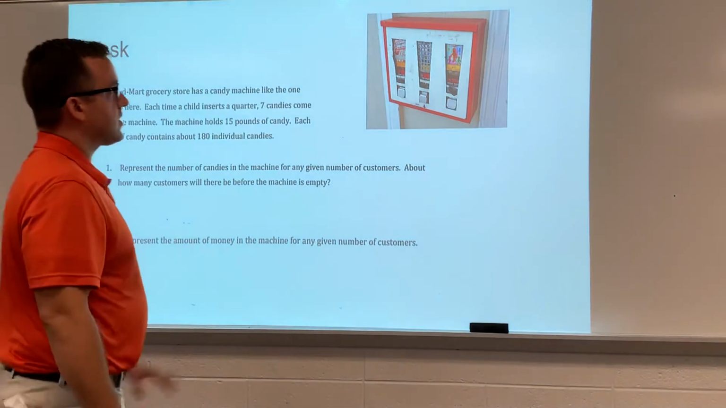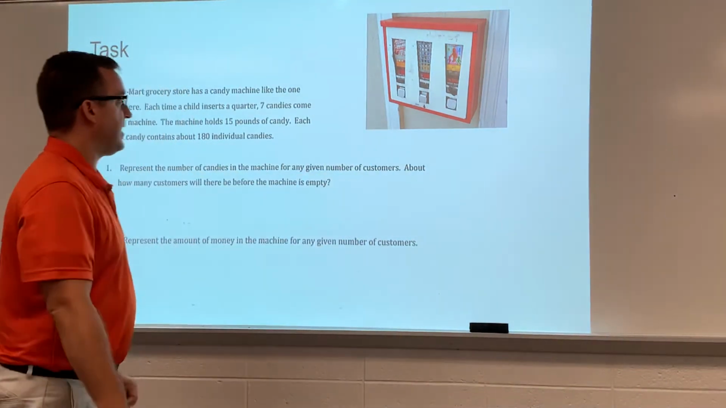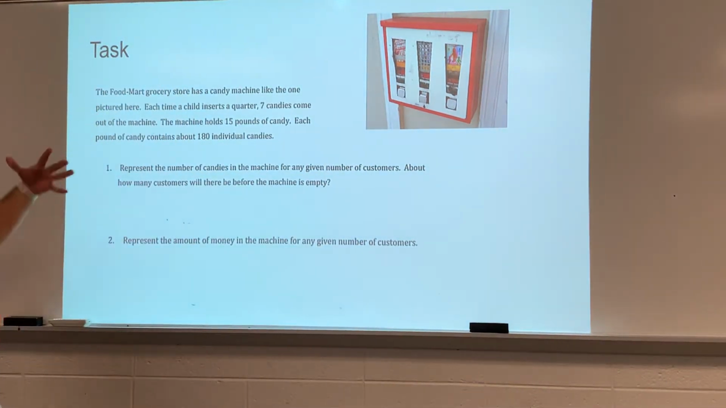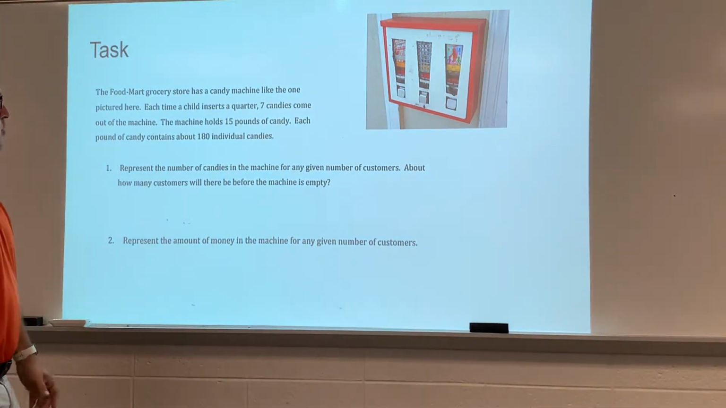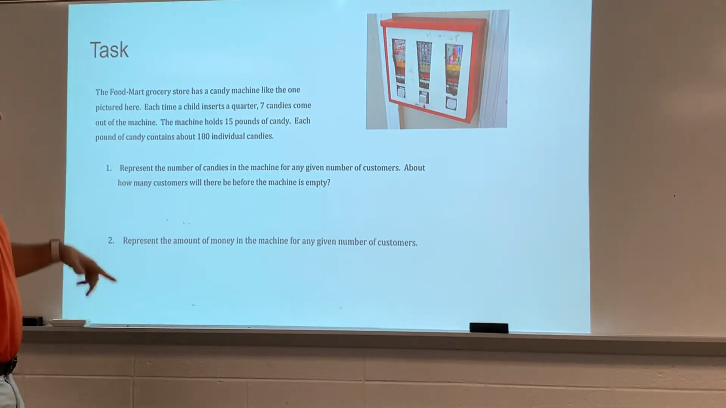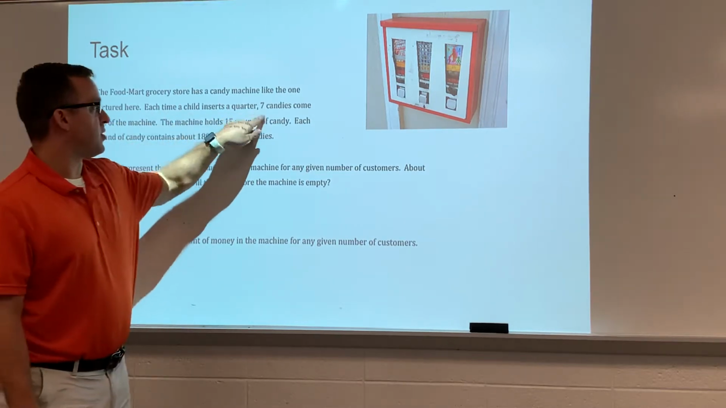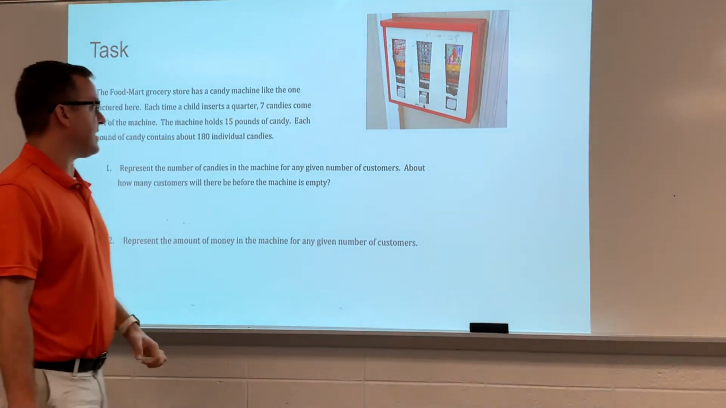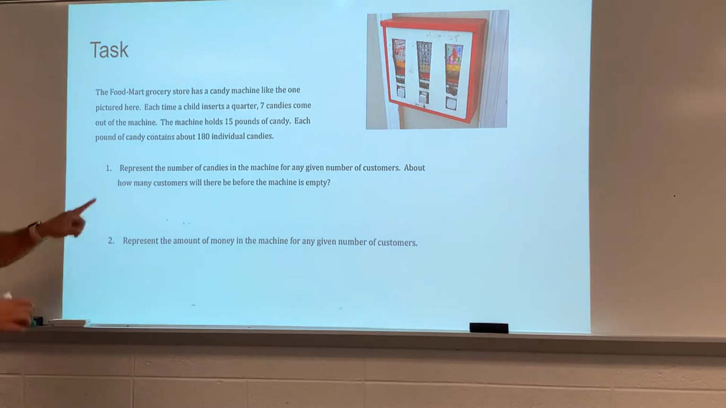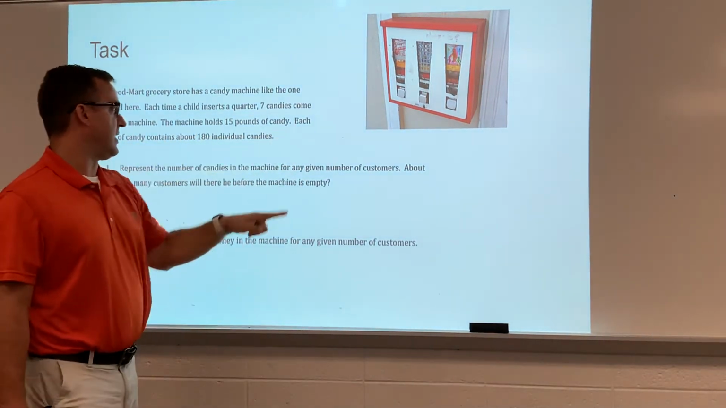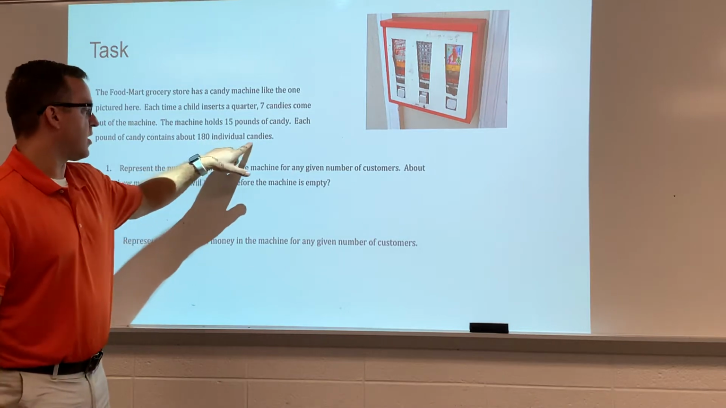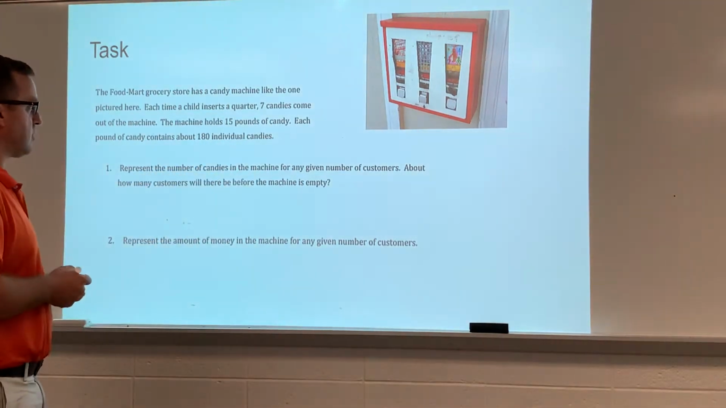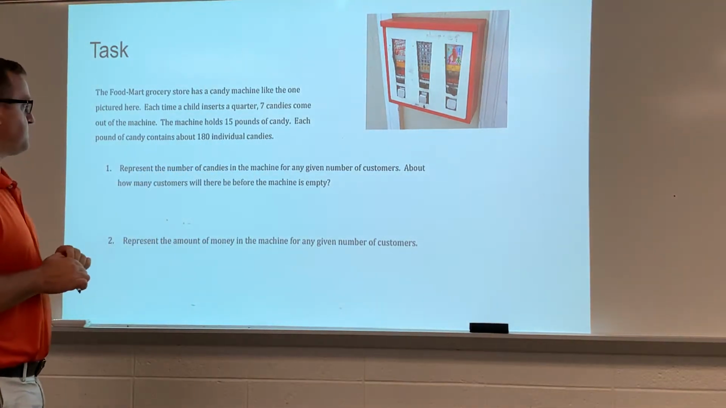All right, so we're gonna look at some sequences in a candy machine. First, we're gonna read and understand the problem. The Food Mart grocery store has a candy machine like the one pictured here. Every time you put in a quarter, 7 candies come out. The machine holds 15 pounds of candy. Each pound of candy contains about 180 individual candies.